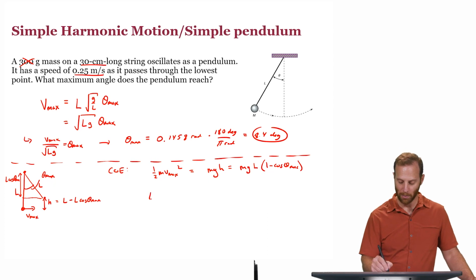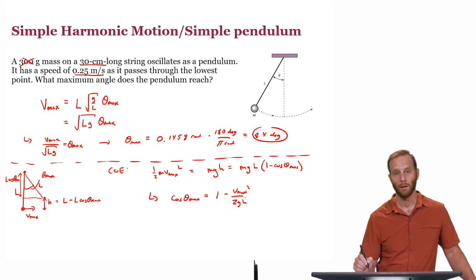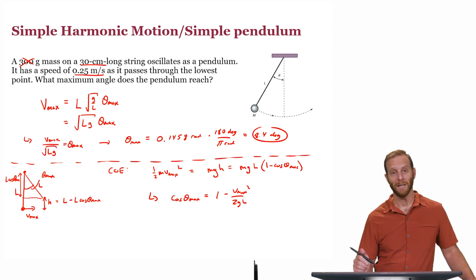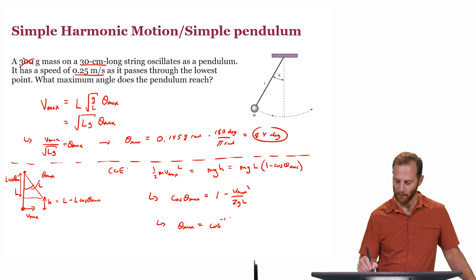If you clean this up, you'll discover that the cosine of theta max must be equal to 1 minus v max squared over 2gL, from which you can find theta max by doing inverse cosine. You'll discover theta max is equal to inverse cosine of 1 minus v max squared over 2gL, and that'll still give you 8.4 degrees.